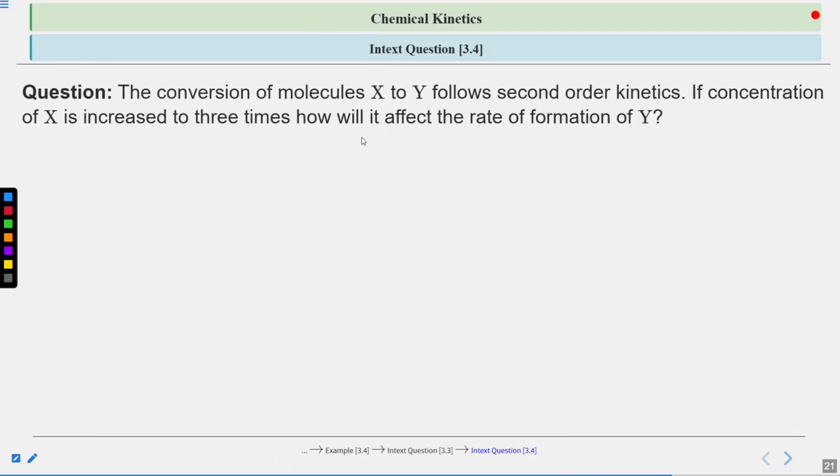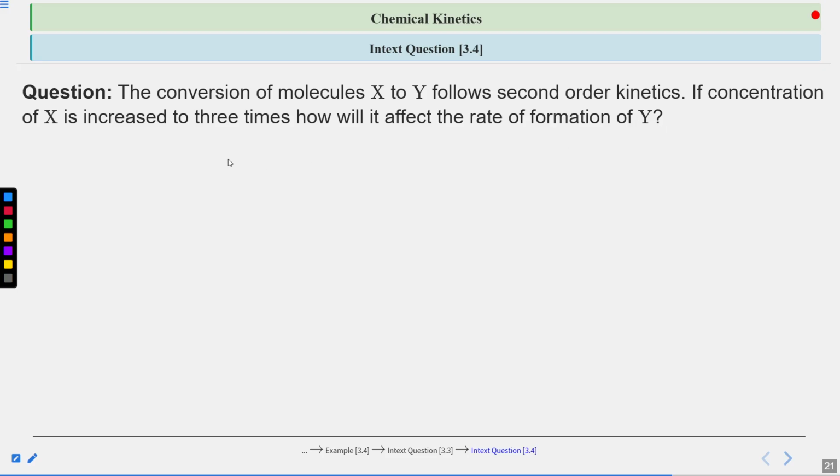Okay, so let's see our next question, which is again an in-text question marked as 3.4 in our chapter Chemical Kinetics in the NCERT textbook. The question is saying that the conversion of molecules X to Y follows second order kinetics. If the concentration of X is increased to 3 times, how will it affect the rate of formation of Y?